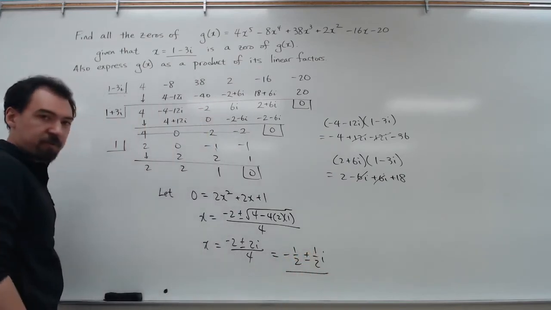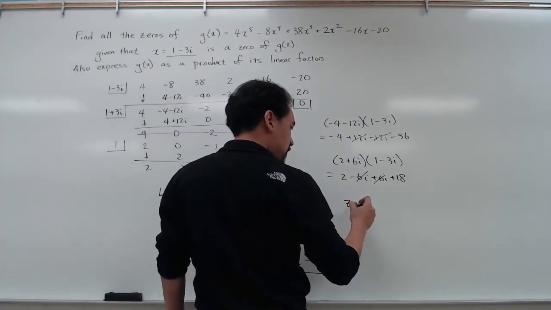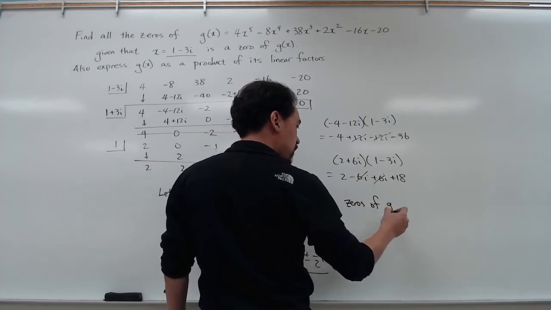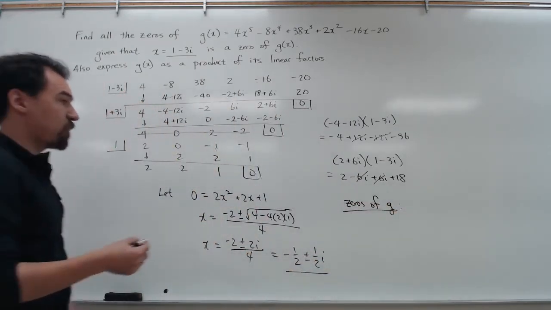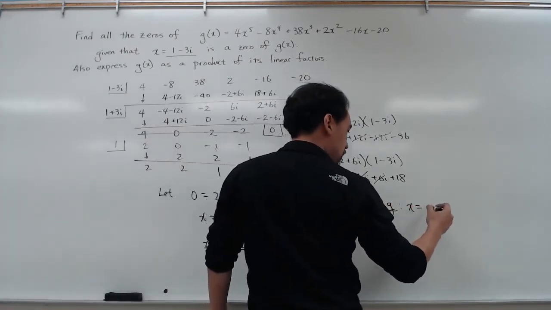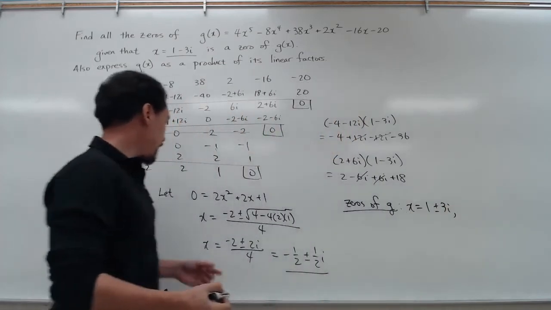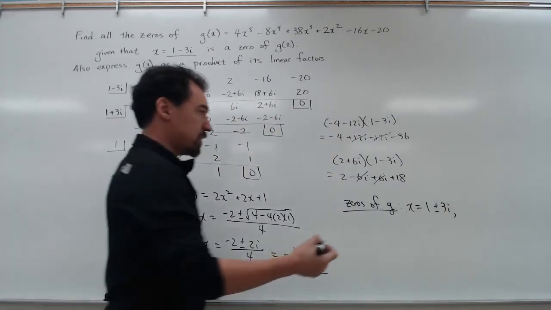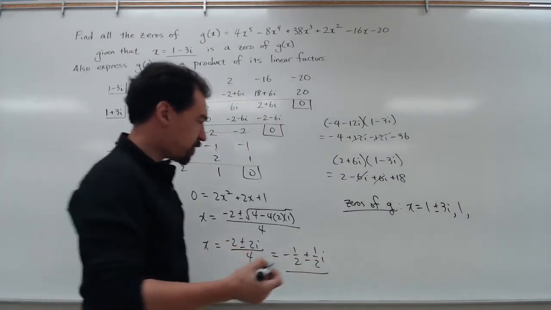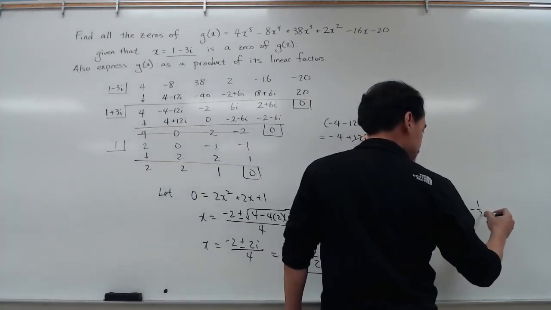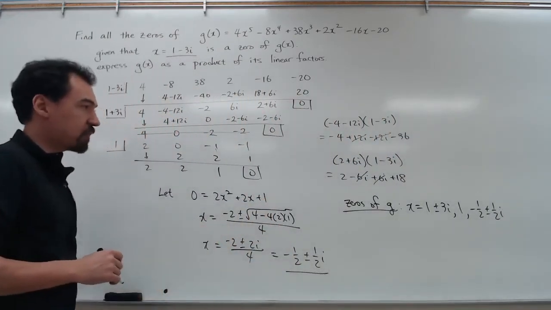Those are my zeros. Okay, so if I were to list them all out, I would say the zeros of G are going to be, from the top, 1 minus 3i and 1 plus 3i. So I can say 1 plus or minus 3i. And then my next one was just going to be 1. And my final one, I have negative 1/2 plus or minus 1/2 i. And there are all my zeros.